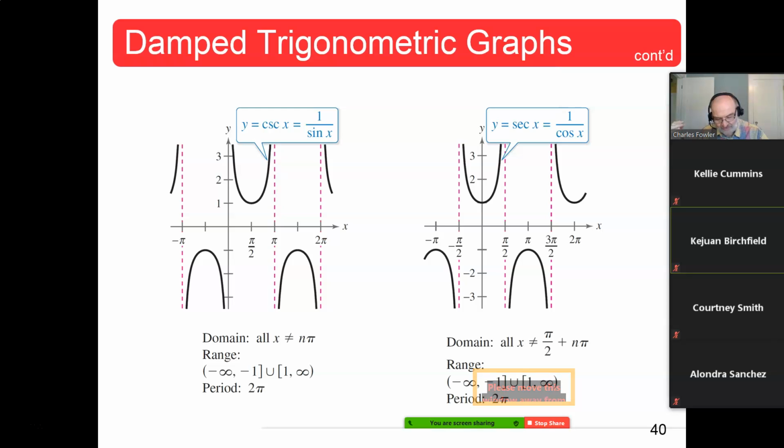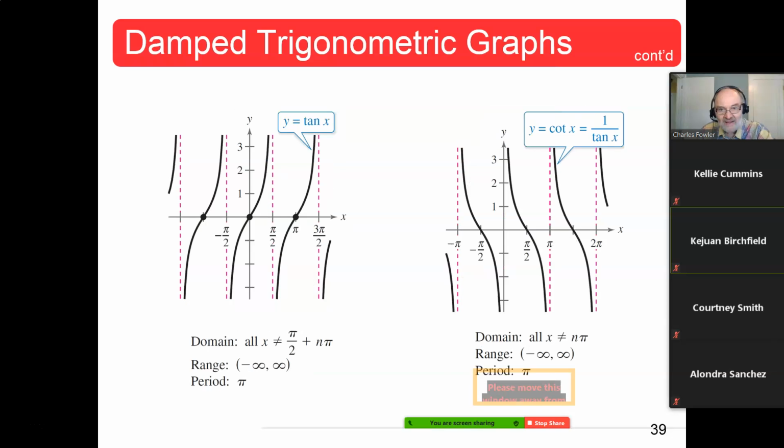x is not equal to, for cotangent, n pi, perfect. The domain of y is equal to cotangent x is the set of all real numbers such that x is not equal to n pi.